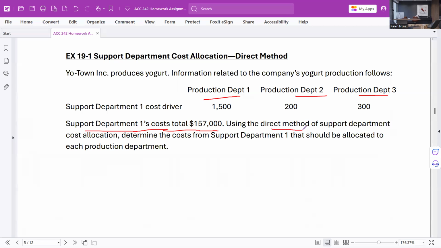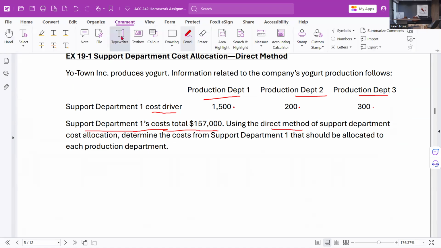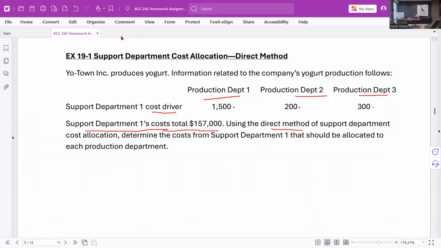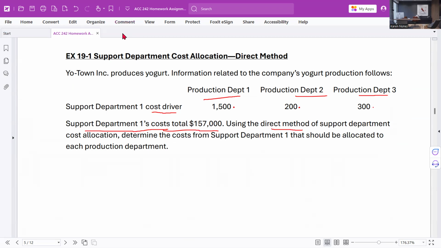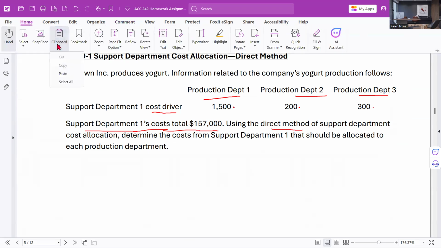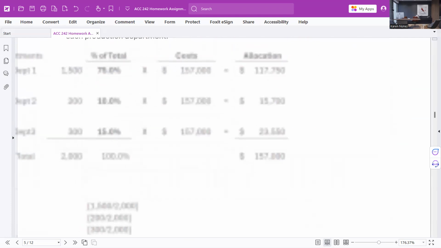So we're just going to directly allocate the cost to those departments based on the cost driver that you see listed here. So the allocation is going to be based on the 1,500, the 200, and the 300. That's our allocation of the $157,000. So again, all we're going to do is figure out what the relative percentages are and then use those percentages to multiply times $157,000. So I've got this set up here so that we can see that allocation. And if I can just paste that in, easier said than done. Here it is. There we go.